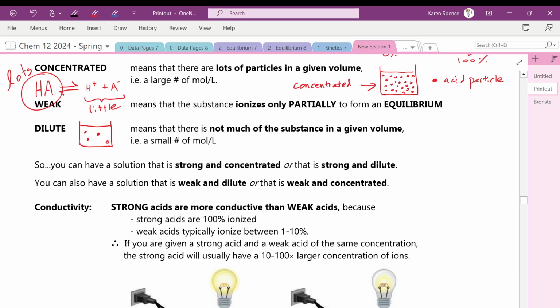Conductivity. Do you guys know why things conduct electricity? How do things conduct electricity? Wires, solutions.